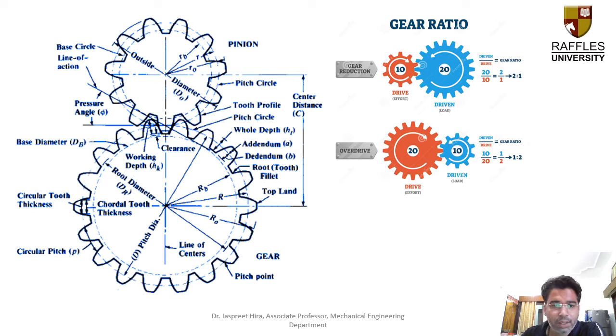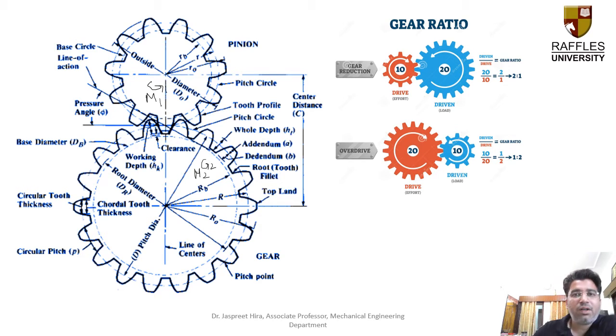Now we already discussed in the previous session that whenever there is mating of two gears. So basically what is a gear drive? Gear drives are the machine elements which transmit the torque from one machine element to another machine element. As you can see, we have machine element 1 and machine element 2. So we have gear number 1 and gear number 2.